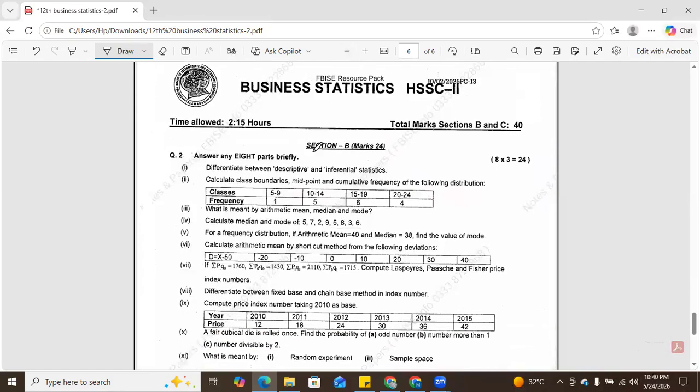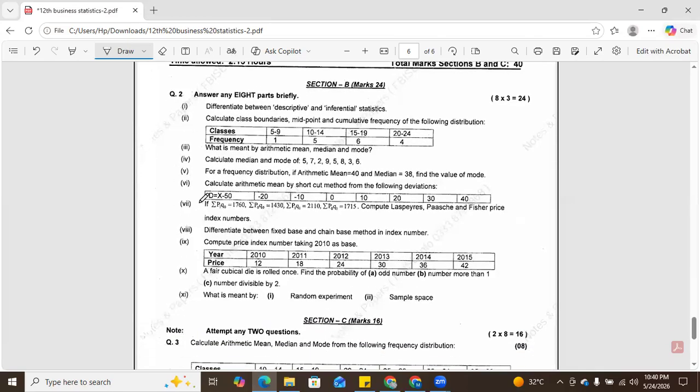Business statistics, Section B, in the past paper, these were the most important questions. Let's go through the most important short questions. Differentiate between descriptive and inferential statistics. Calculate class boundaries, midpoint, and cumulative frequency of the following distribution. What is meant by arithmetic mean, median, and mode? Calculate median and mode of these numbers. For a frequency distribution, if arithmetic mean is equal to 40 and median is equal to 38, find the value of mode. Number 4 is calculate arithmetic mean by shortcut method from the following deviations.